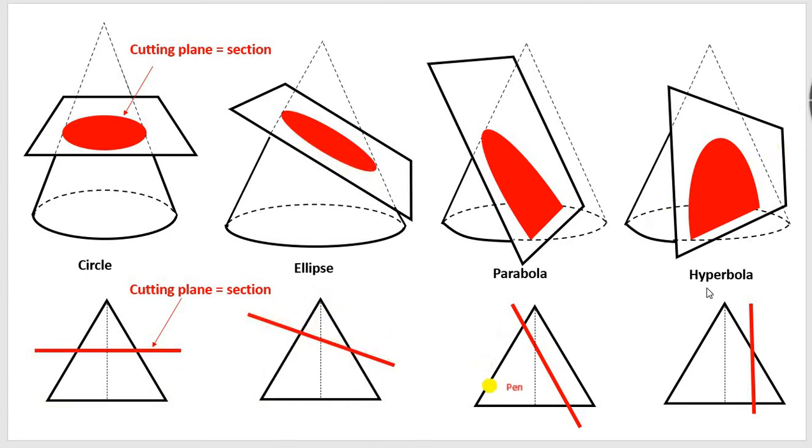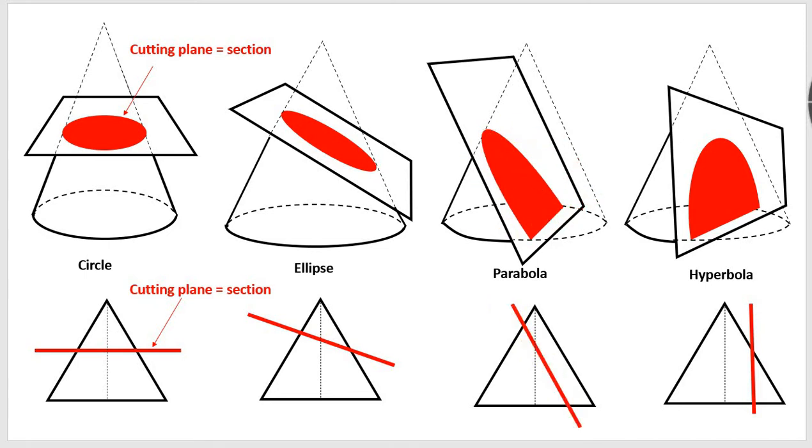Then comes a parabola. Now when you are cutting the plane in such a manner that it is parallel to one of the generators, this is one generator, let us say we are cutting it parallel to the generator. Then the section you will obtain is called a parabola. In this manner you get a parabola.